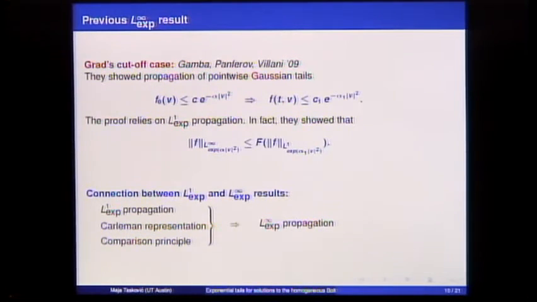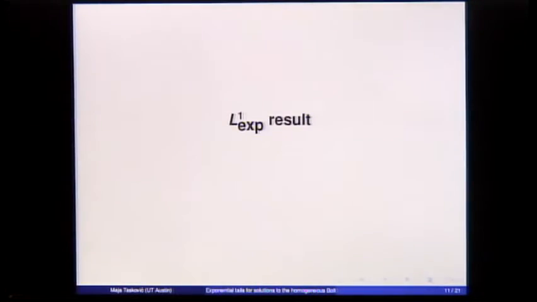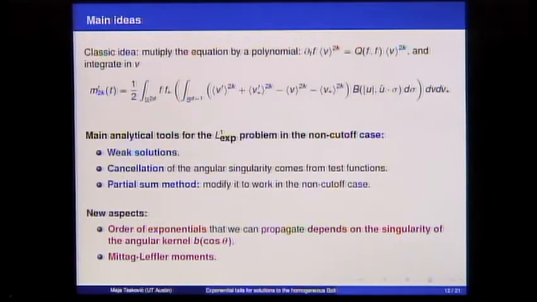Now, if you want to generalize this to the non-cutoff setting, you need to take care of all these three things. We are first going to talk about the non-cutoff setting of the L1 propagation. The Carleman representation is fine in both settings, so we don't have to worry about that. But there was a big problem with the comparison principle, because the proof they had relied heavily on splitting the gain and loss, which you can do only if you have cutoff, not a stronger singularity. And so let's see about the L1 result.